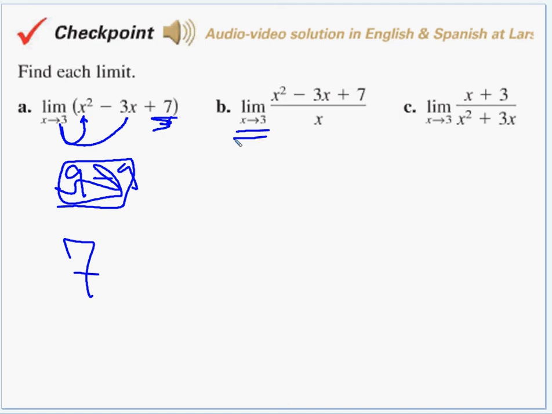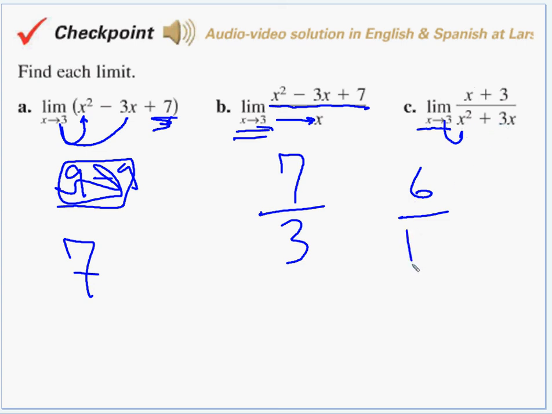See here, we're approaching 3. And this numerator is the same as what we found here. So that numerator is just our 7. And we're approaching 3, so that x turns into a 3. 7/3. Letter C, approaching 3, so upstairs, 3 plus 3, that'll be a 6. And then down here, that'll be a 9. 9 plus 9 is 18. 6 over 18, pull out a 6, we get 1/3. Final answer.